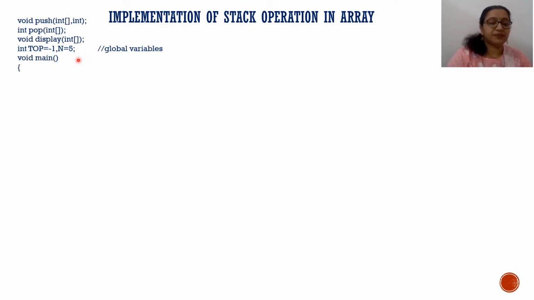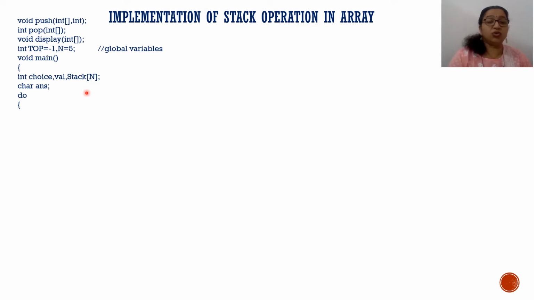Okay, now void main. Then next is the variables declaration. So int choice, one variable, val, another variable, stack array, then in the square brackets the size, that is n. So n is 5 here, so the array size is 5. Then one character variable, character answer. So let us check why we are using all these variables.